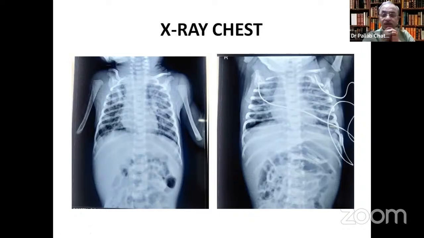Yeah, so I would say that what is happening is that it is now getting organized, and maybe the chemical pneumonitis is probably converting into a secondary bacterial infection. So that is what is happening in this child.